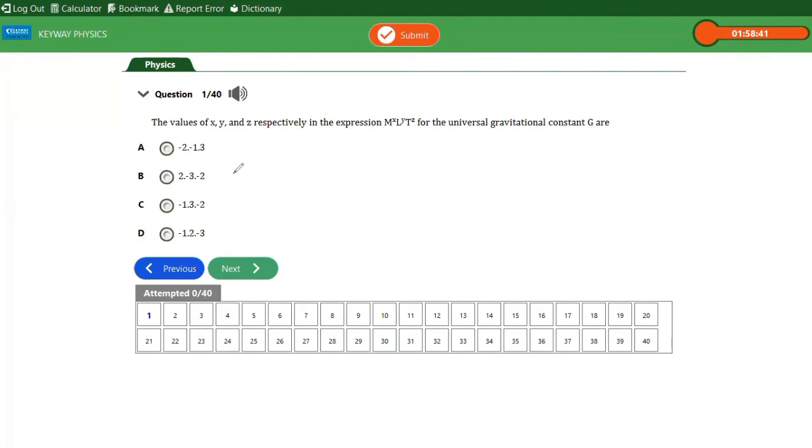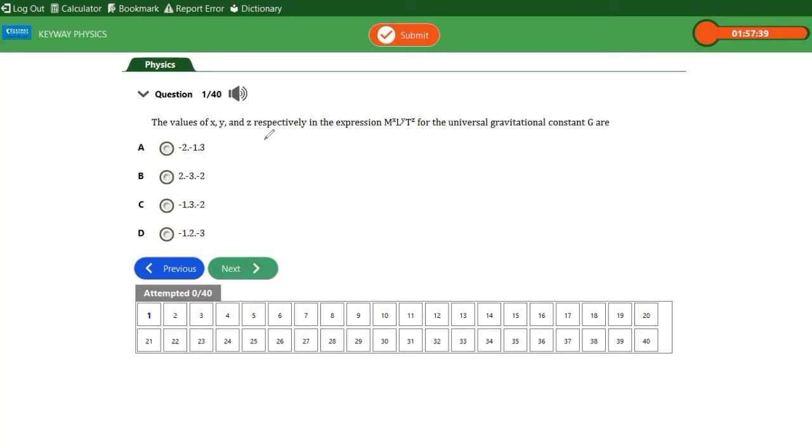Okay, the first question says the values of x, y, z respectively in the expression m raised to power x, l raised to power y, and t raised to power 2 for the universal gravitational constant G are. So what we are actually asked to find here is the value of x, y, z. When you see this kind of question, you should know this is dimension. So we are looking for the dimension of G. From there, you can relate it with this expression and get the value of x, y, z.